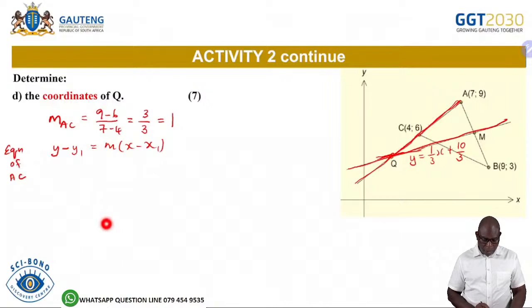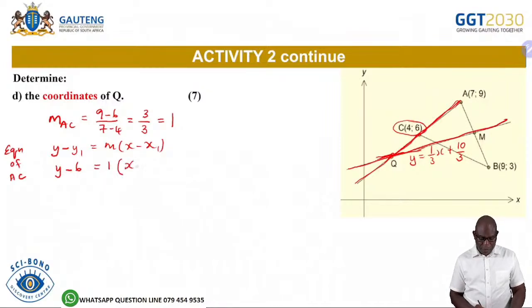Okay, so now I'm going to substitute. I can use this point. I think that point will be much easier for me. y minus 6. The gradient of AC I already got, it's 1. I've got x minus 4. Then I'll have y equals x minus 4 plus 6, which will give me x plus 2. So I'll have this equation here. And now I'm going to write down this other equation here.